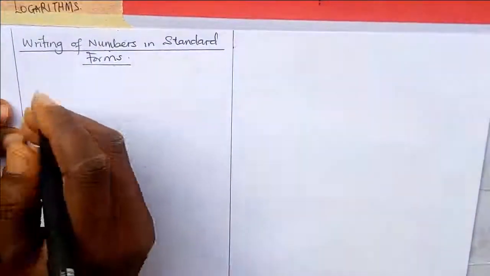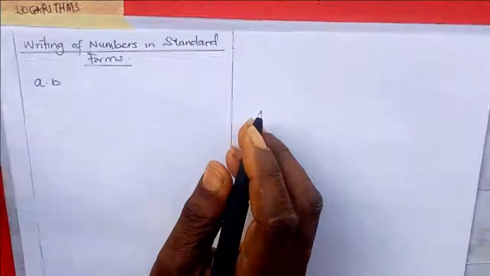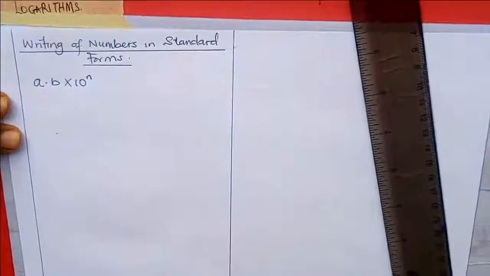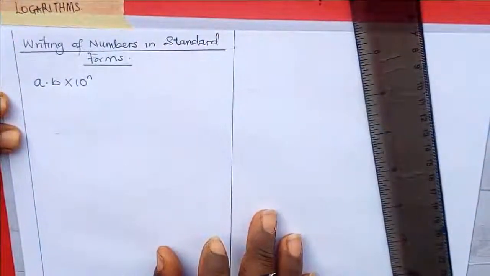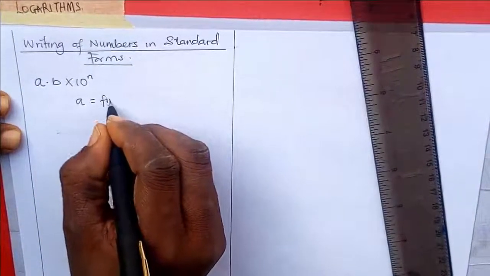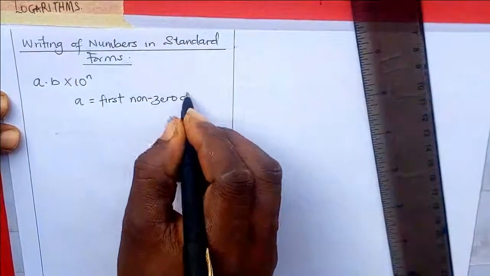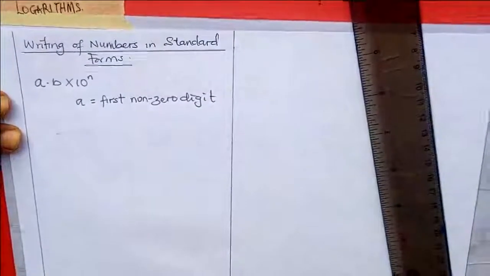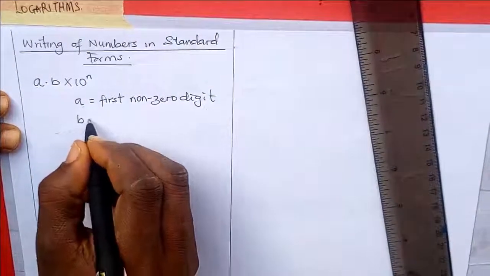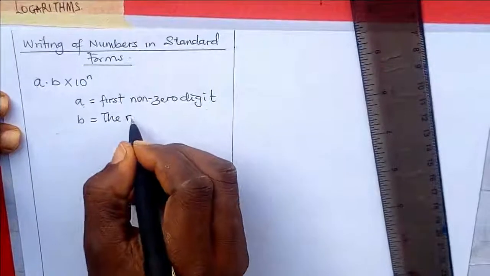When you are given a number to write in standard form, you write it as a.b times 10 raised to the power of n. Then this is what we mean by you have written in standard form. What is a? A is the first non-zero digit in the number you are given. Then b is the remaining digits after the first non-zero digit.